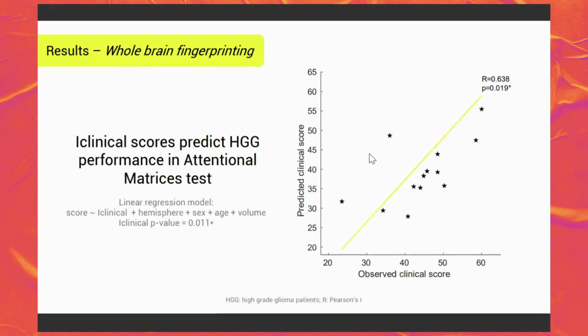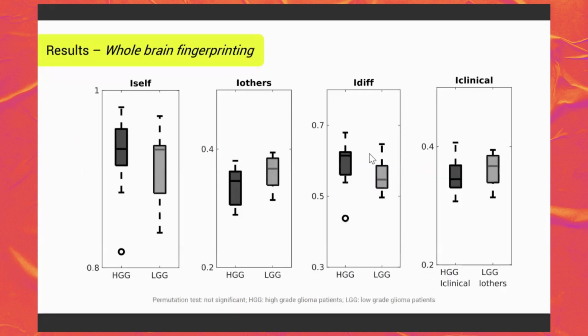The first result is that I-clinical scores were able to predict high-grade patients' performance in the attentional matrices test. But at the whole brain level, permutation testing did not show any significant difference in any of these four fingerprinting metrics, but just a non-significant trend, according to which high-grade glioma patients were more identifiable with respect to low-grade.